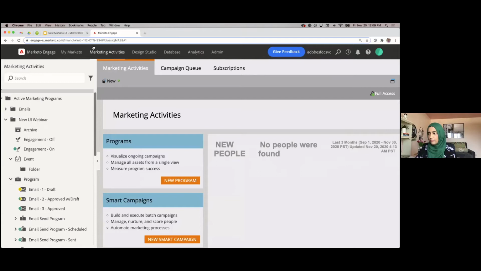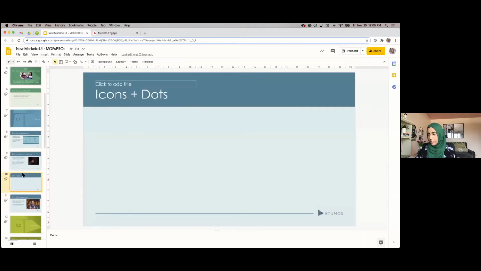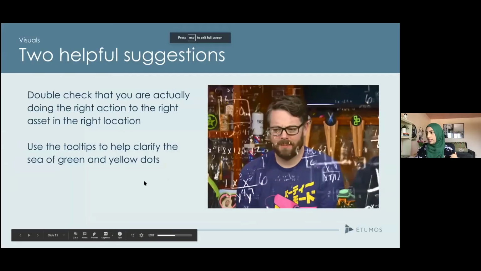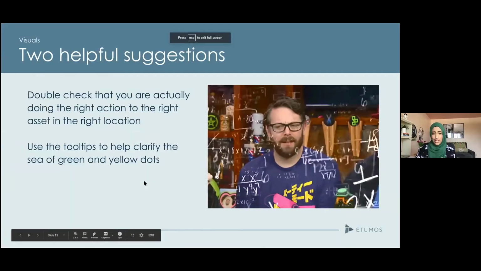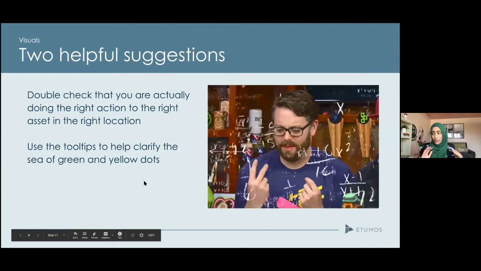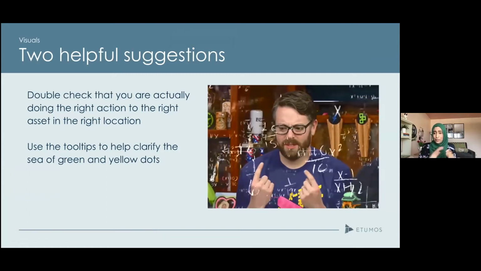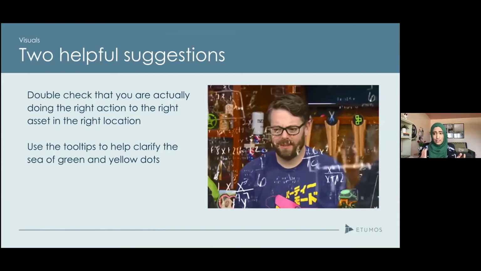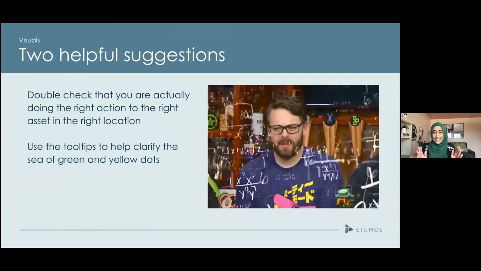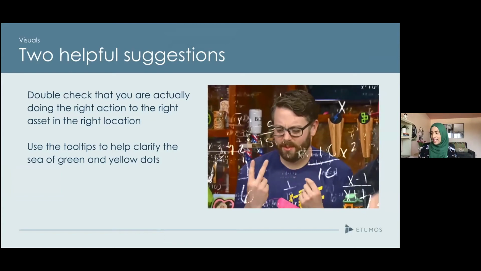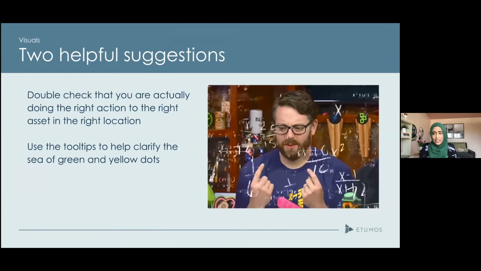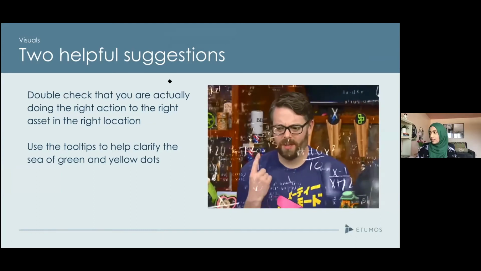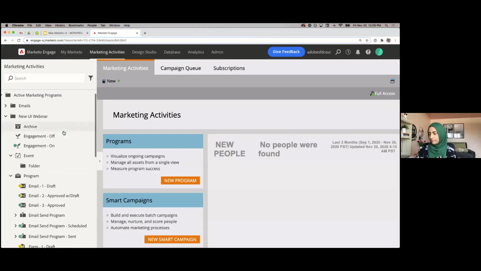And the two most helpful tips that I have found as I am working through this is to double check that I'm always accessing the right asset in the right location, and I'm doing the right action to it. Just what I like to call it, I reorient myself that I'm doing what I actually intend to do, where I intend to do it. And then using the tooltips that they've now rolled out to help really clarify what I'm looking at. So let's just go back here for a second.